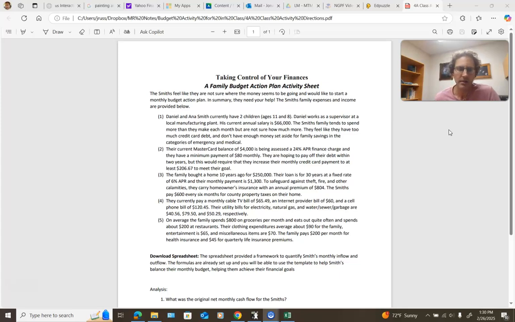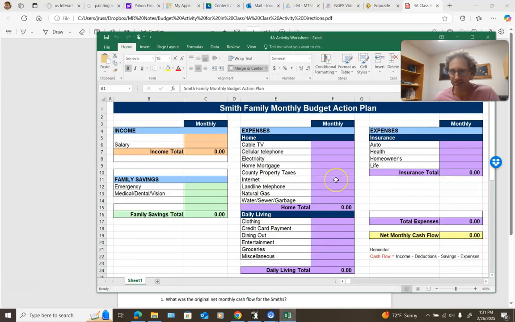Alright, so let's talk about this for a minute. Okay, so what we've got here are basically the directions, and then we've got this other file, which is an Excel spreadsheet file. Okay, and this has got the actual budget template in it. It's got all the formulas for the respective cells, and so as we put information in here, it will do stuff with that information or with those dollar values. Okay, and you can see this cell down here, this will give us the net monthly cash flow, and this is basically what we're trying to find.